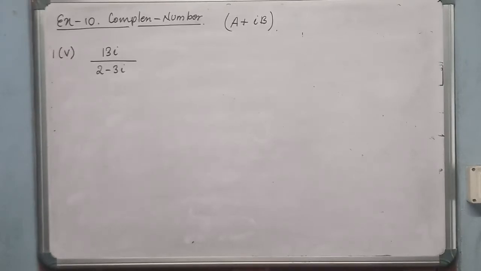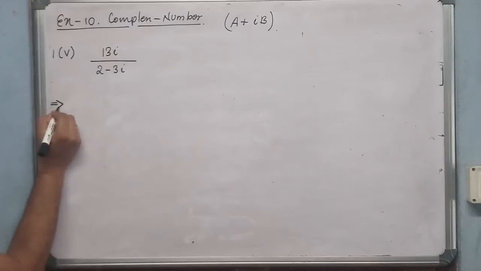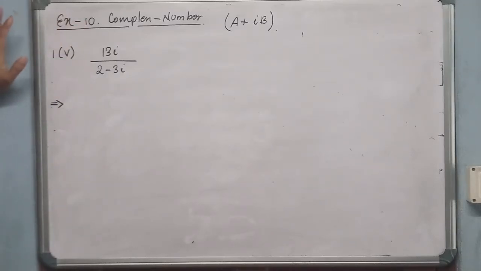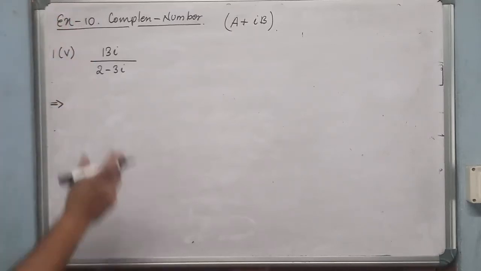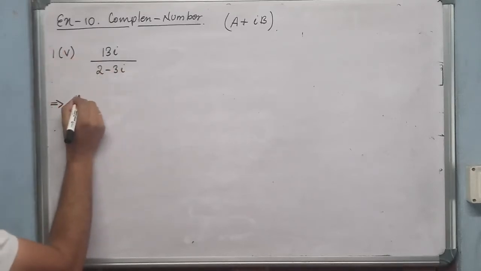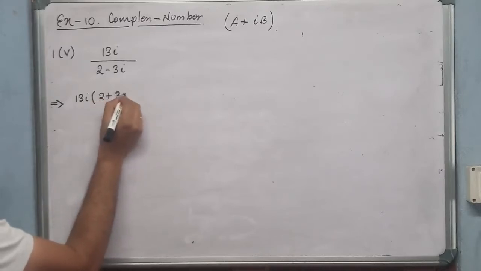Now dear student, this one is a little bit different. Question number 15. Again, 13i over 2 minus 3i. You have to express this complex number in the form of a plus ib. And just keep in your mind, in case of a complex number, if it is in the form of numerator over denominator, always rationalize the denominator. Rationalize means you have to multiply both numerator and denominator by its conjugate pair.